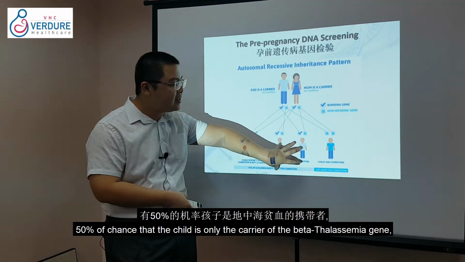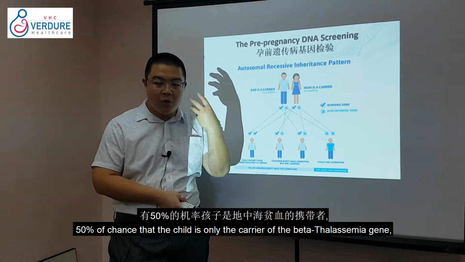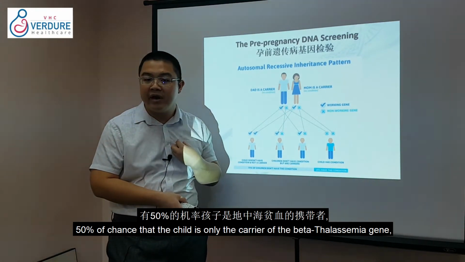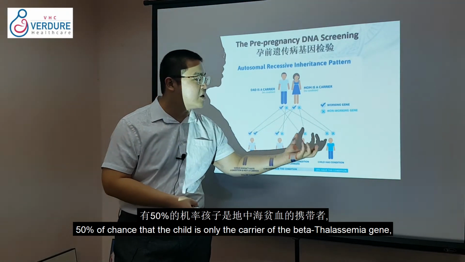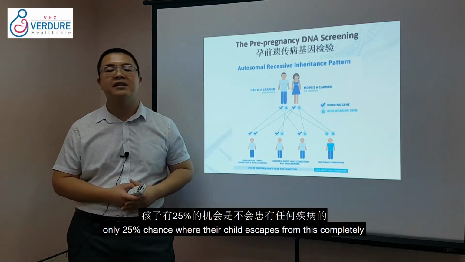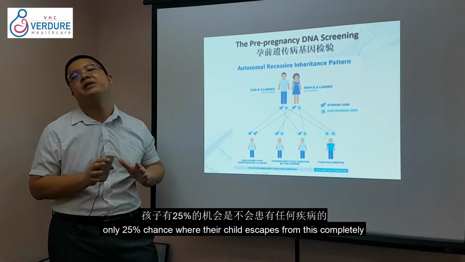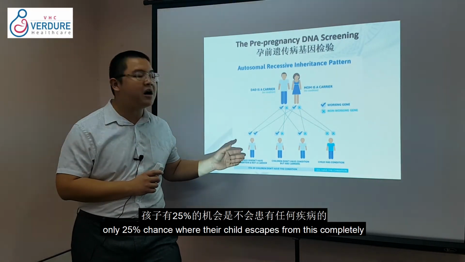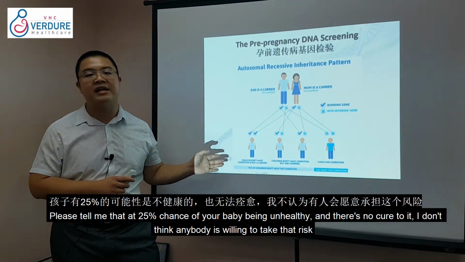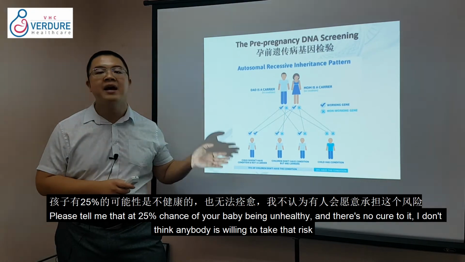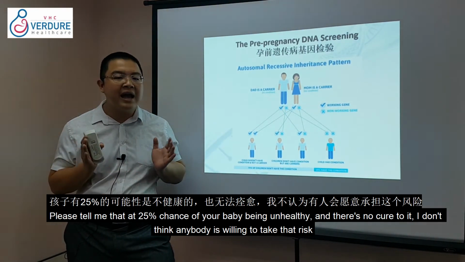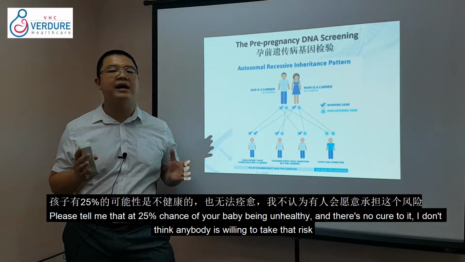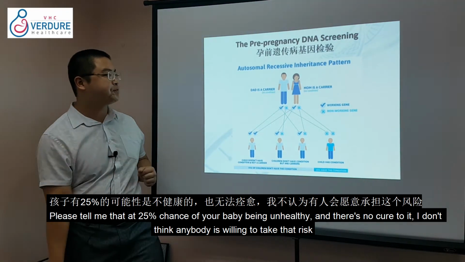There is a 50% chance that these 2 babies will walk away as carriers, but they wouldn't be affected by the disease. And there is only a 25% chance that this baby can escape completely. Now friends, please tell me, a 25% chance of the baby being unhealthy and there is no cure to it, okay, I don't think anybody is willing to take that risk.